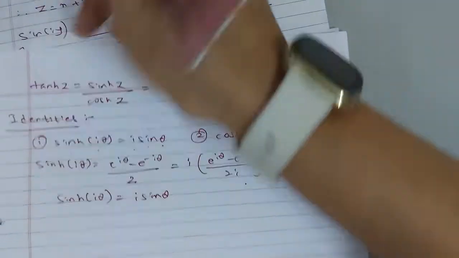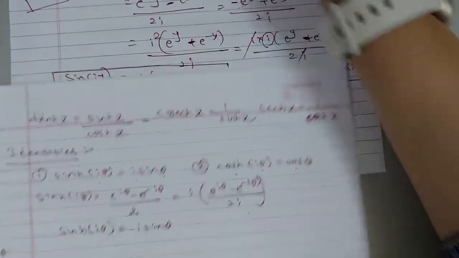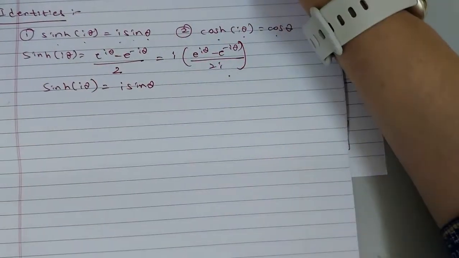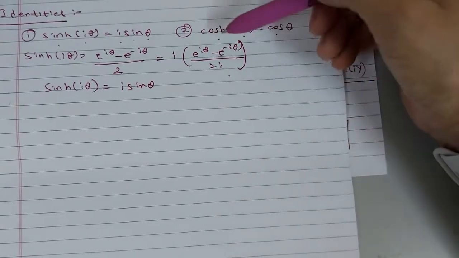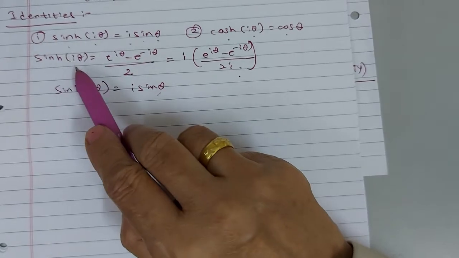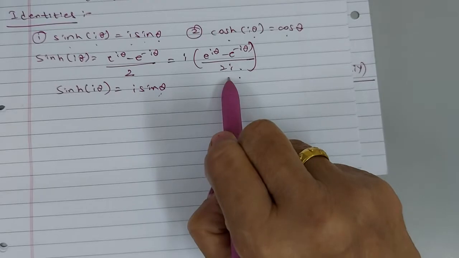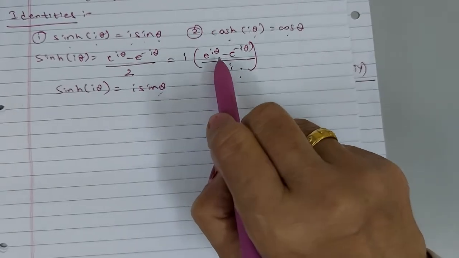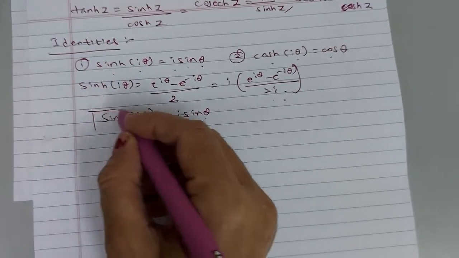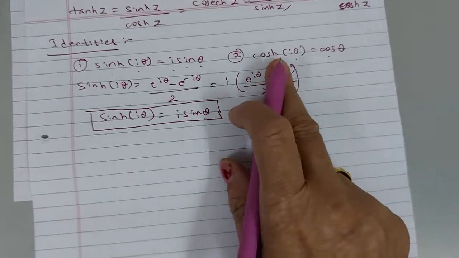See here, this is my sin z. Earlier, as I mentioned, replace theta by z, and that time we got the same values over here. So here we can see, again replace z by theta, so I'll get this answer, i sin theta. So I could write sinh of i theta with this formula, but if at all we multiply and divide by i, we get the equation which is similar to sin theta. Therefore the first identity is sinh of i theta is nothing but i sin theta. Now we'll prove the second one.